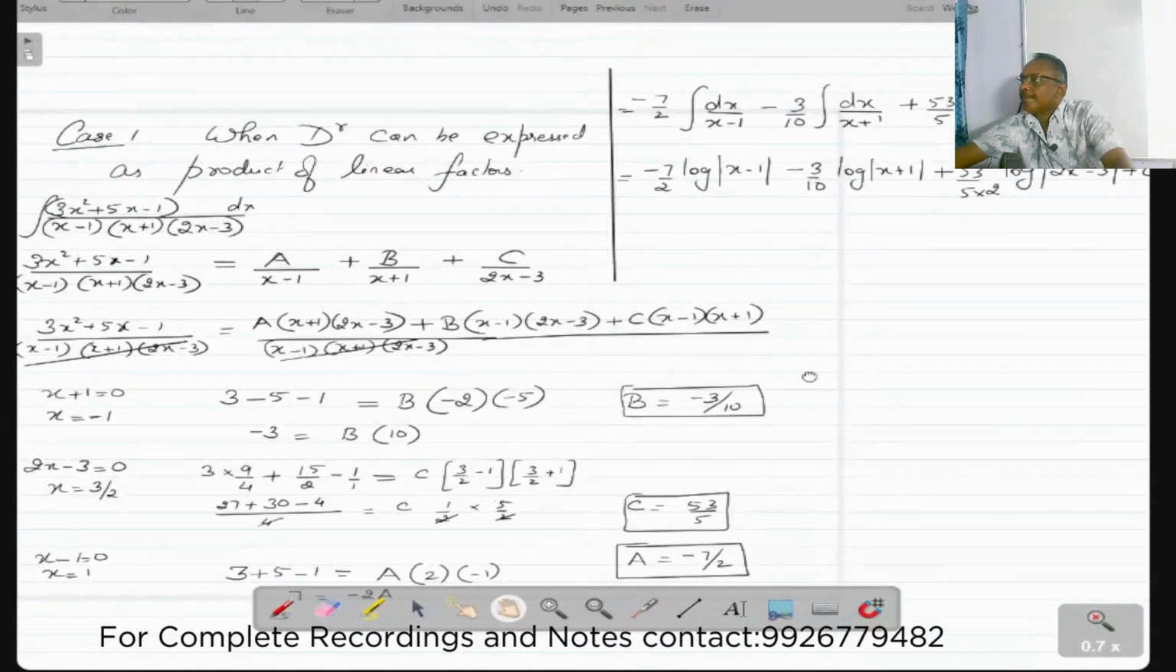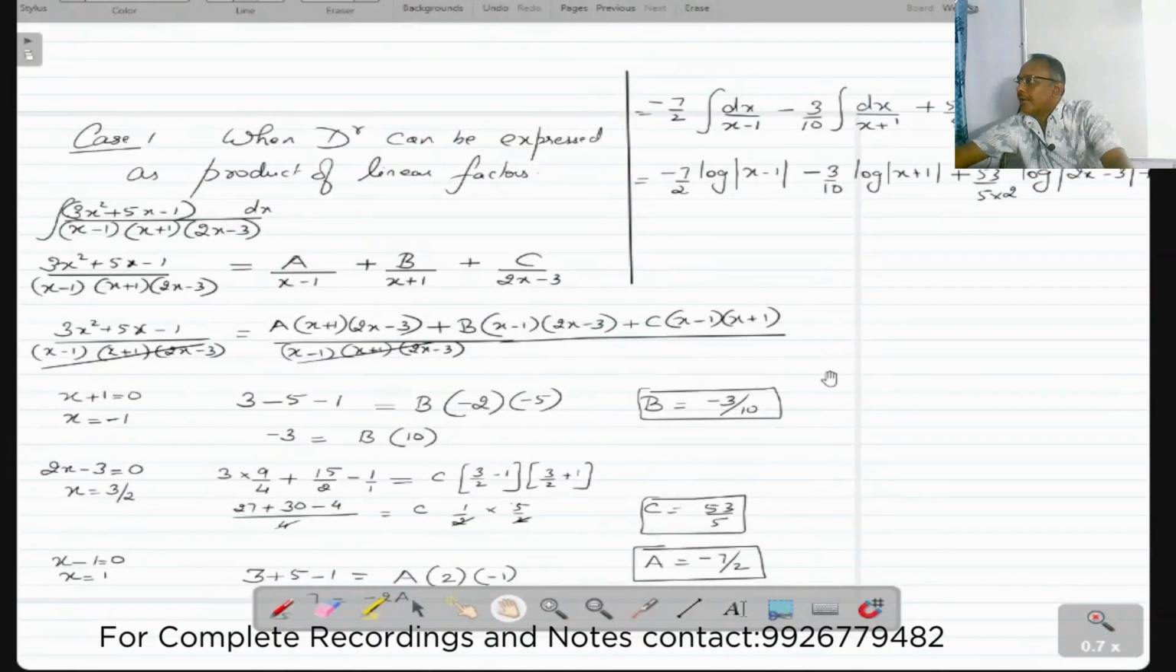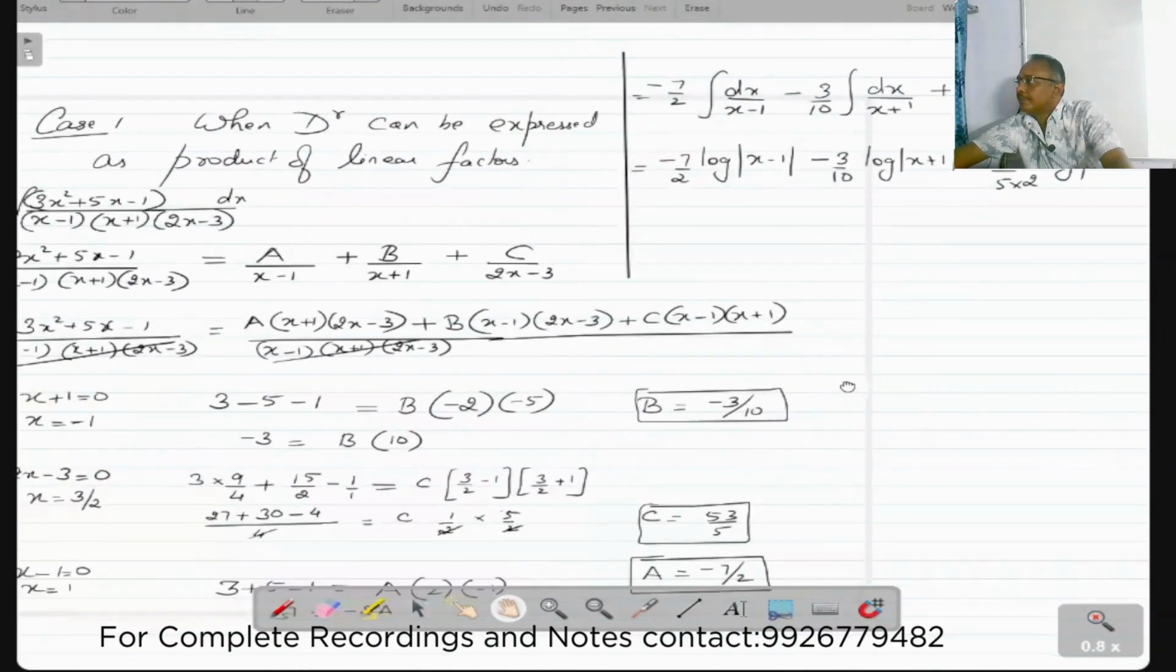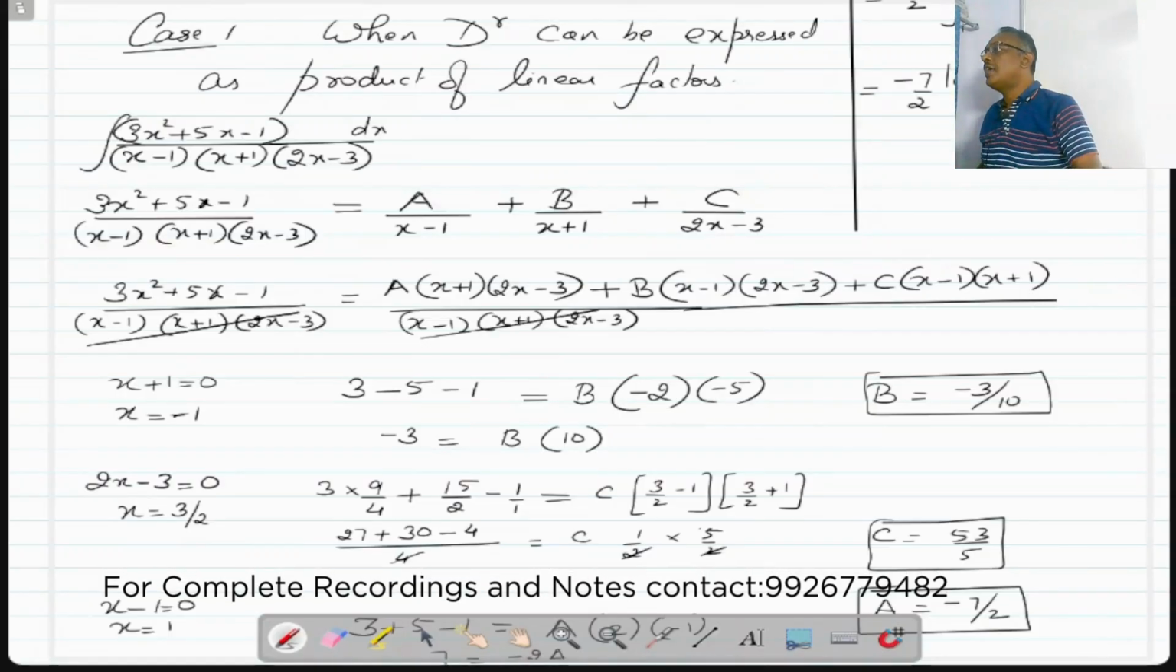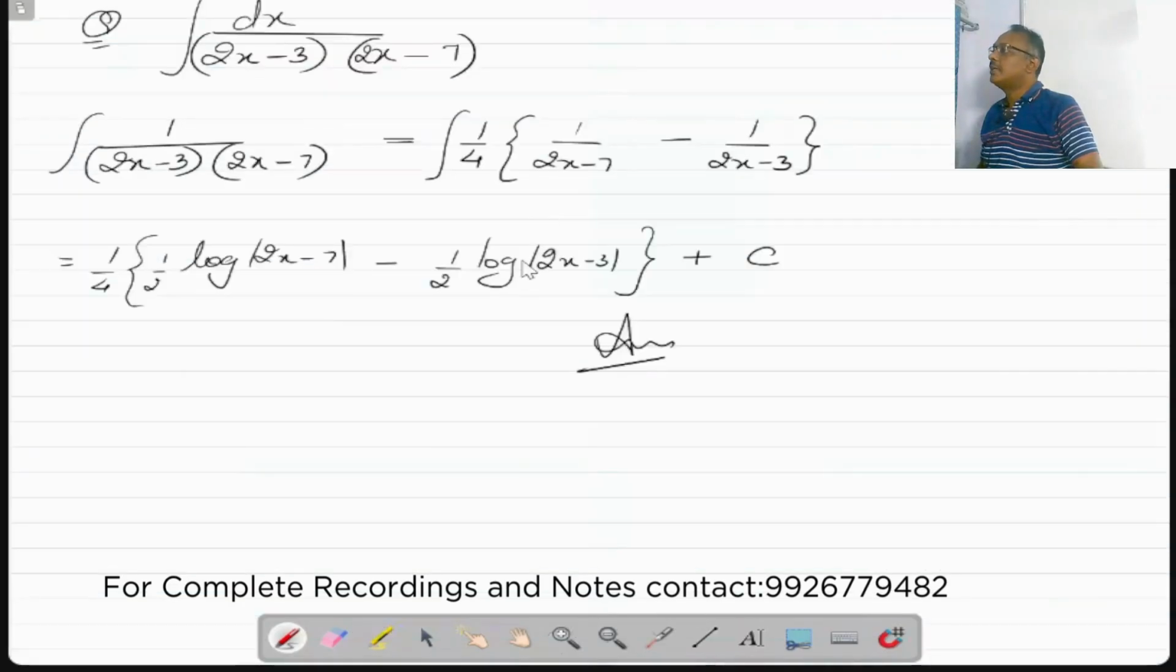ठीक है? चलो, please write. In the last class, we had done two cases. The first case was whenever you had x का coefficient same and just two factors. So without using partial fraction itself, we managed to divide it into two integrals.